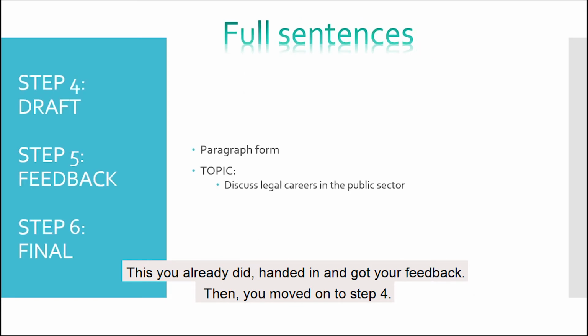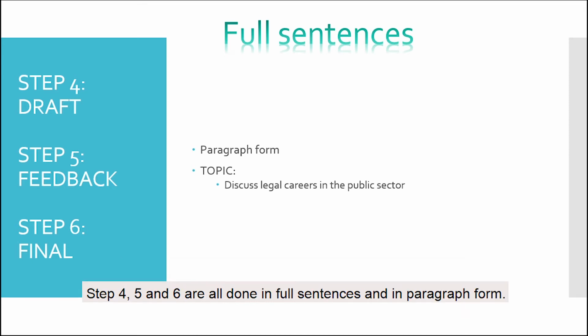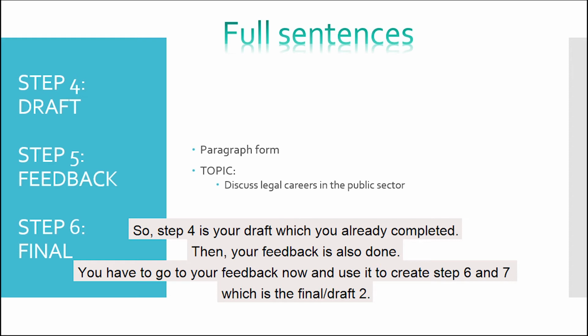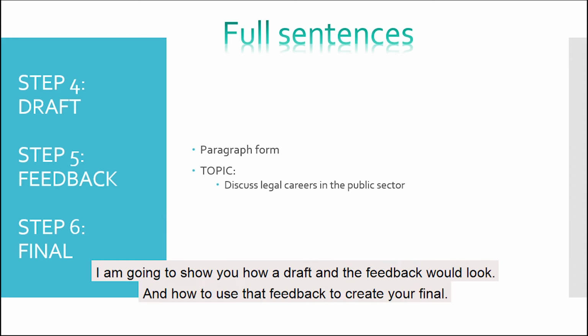Then you moved on to step 4, which is creating your draft. So step 4, step 5, and step 6, as you can see, are all done in full sentences and in paragraph form. So step 4 is your draft, which you already completed. Then the feedback is also done. You have to go to your feedback now and use it to create step 6 and 7, which is going to be your final draft 2 end product.